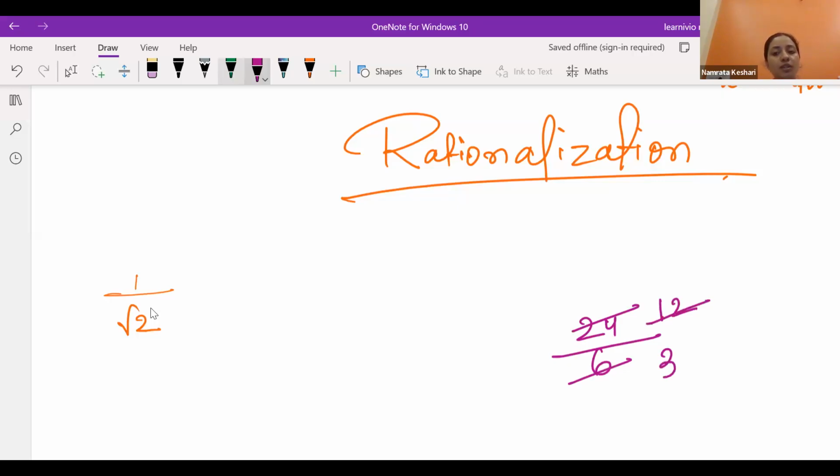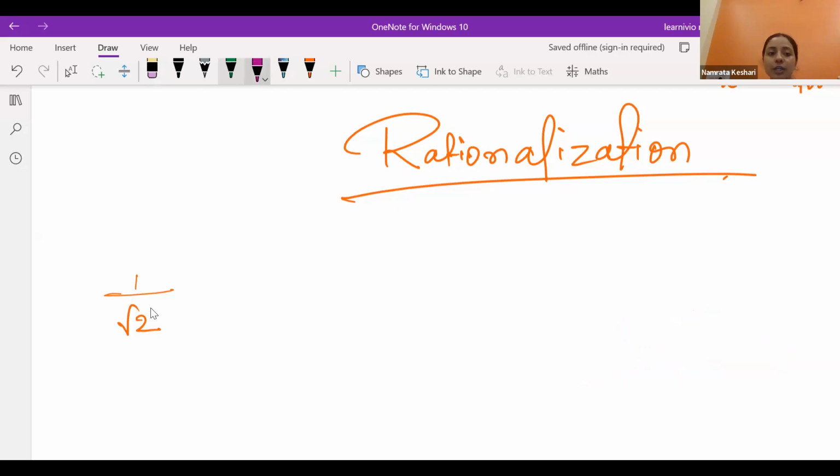How quickly we do the cancellation? Why we do the cancellation? Because this is the standard way of writing the answer. Rather than leaving the answer as 24 by 6, we will leave the answer as 4 by 1, because this is the general way of doing so. That's what I'm going to teach you, that rationalization means always leave your answer without a root in the denominator.